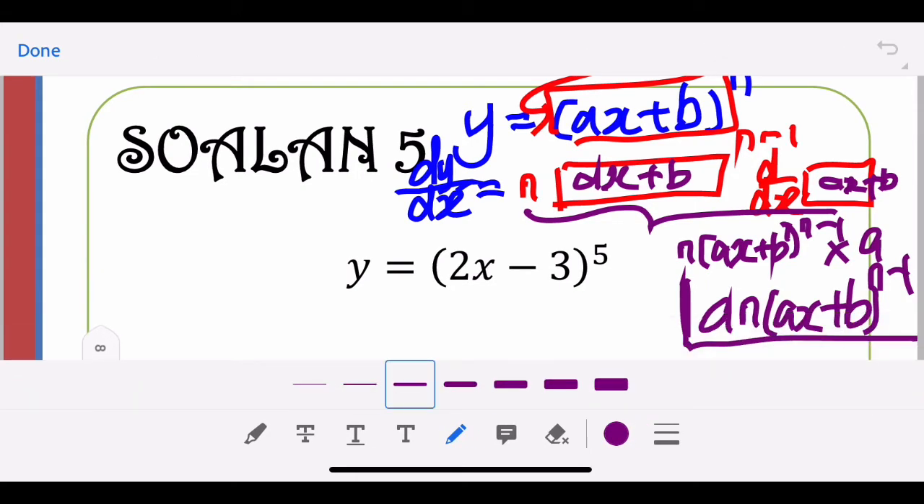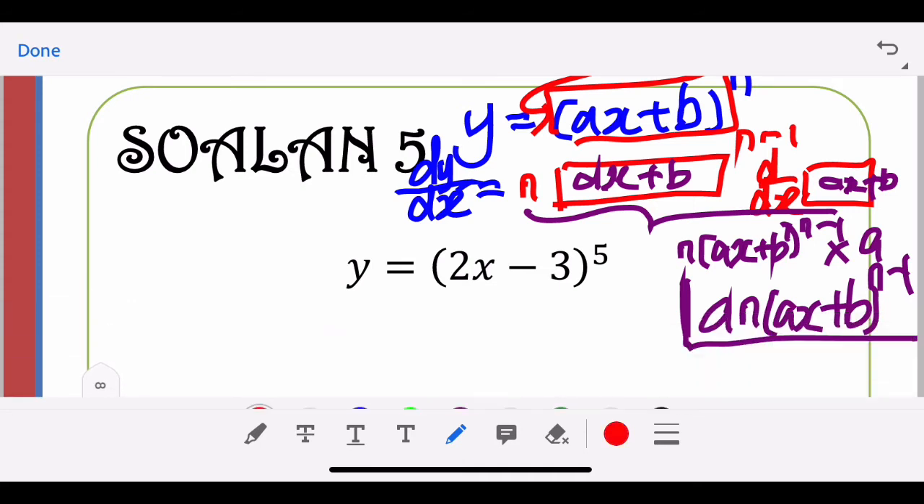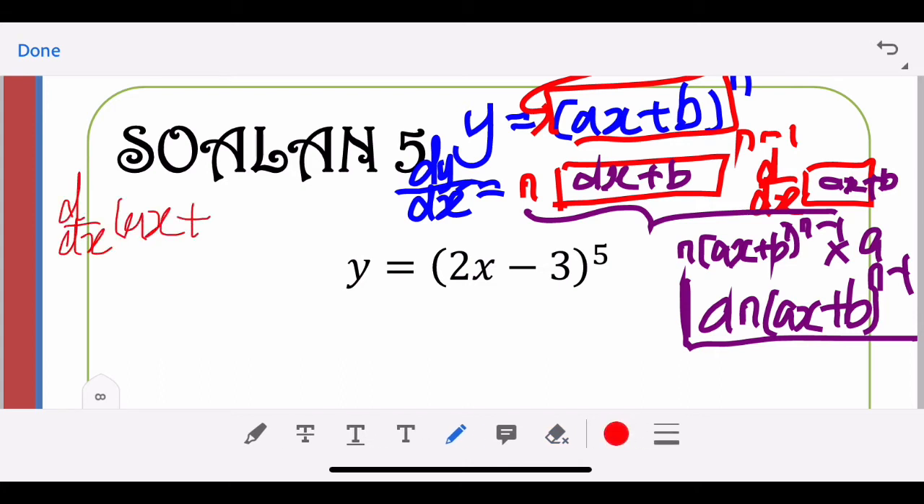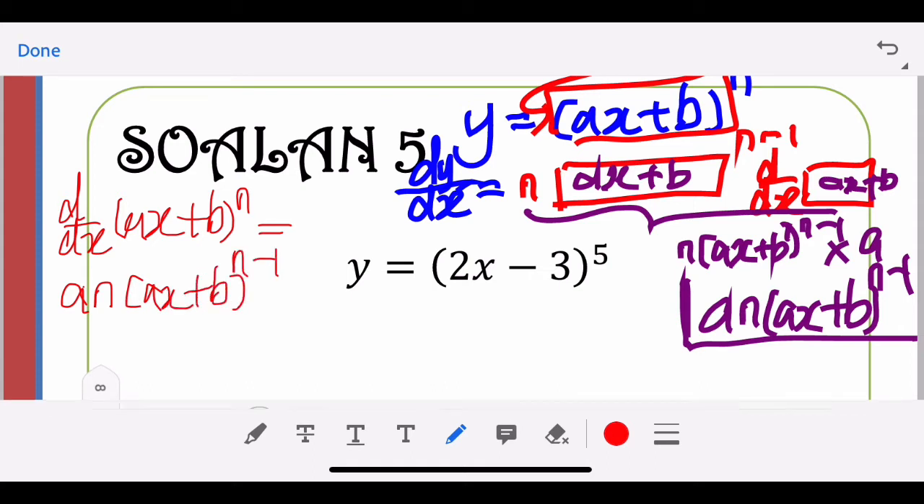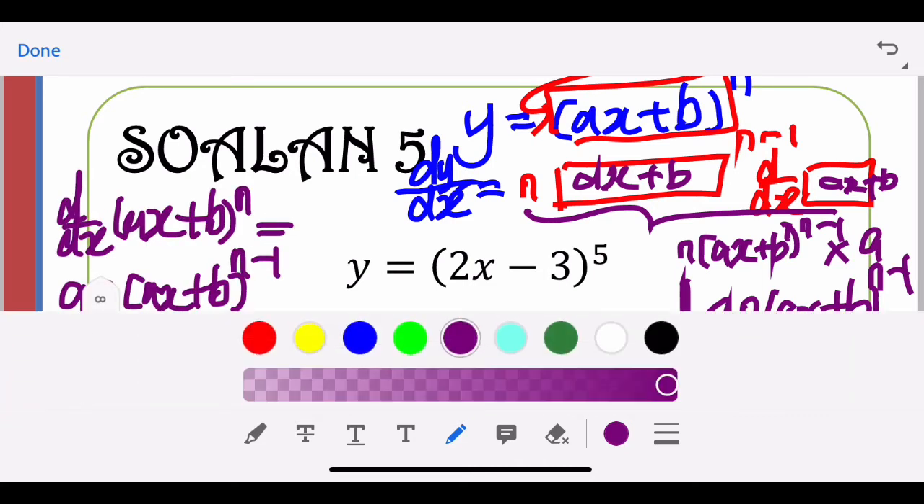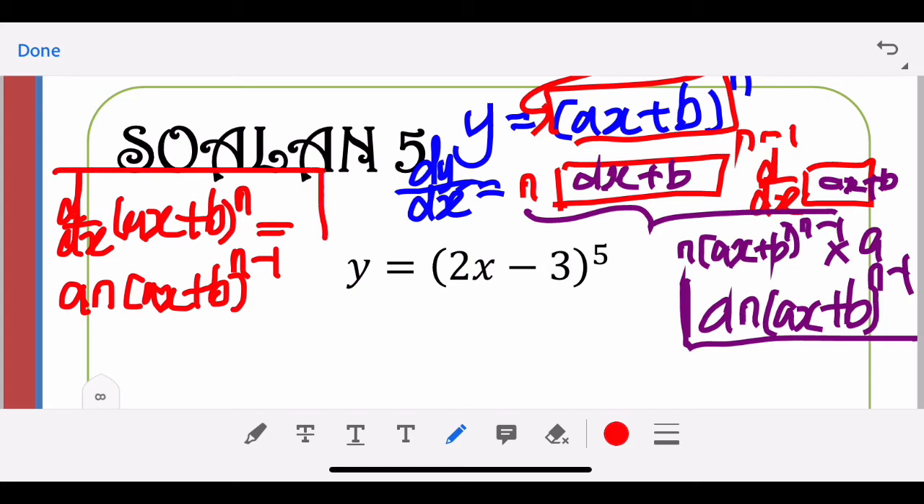So we are going to do chain rule for this one. Let's see how to do it. Our formula is dy/dx equal to a times n times (ax plus b) to the power n minus 1. I have written this one many times, and I hope you can memorize it. So the a is there. Alright, now let's get started with this question.